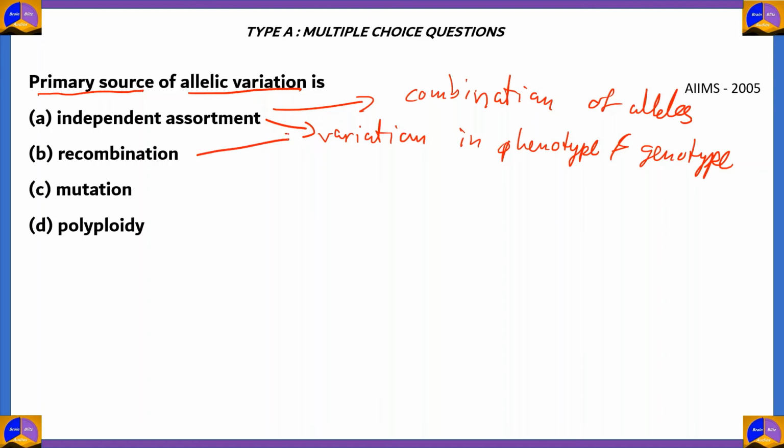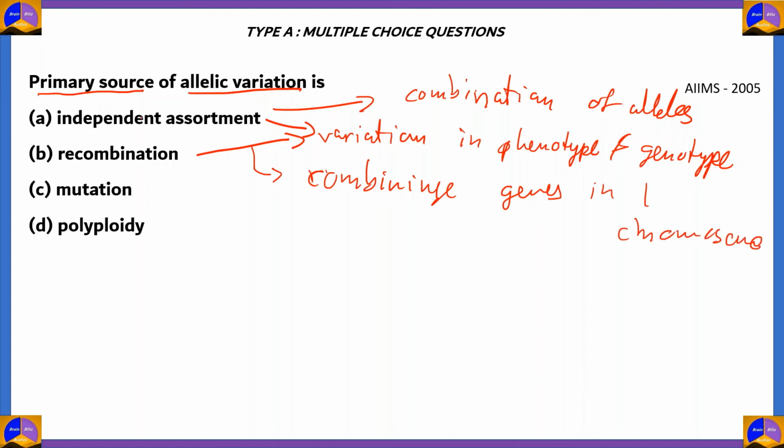Recombination is also variation in phenotypes and genotypes by combining genes in one chromosome. So in both of these cases, the allele that is, say, tall has no variation. It stays the same. So options A and B are incorrect.